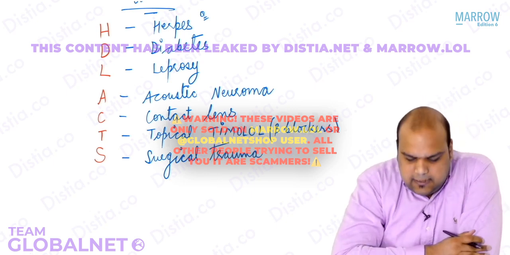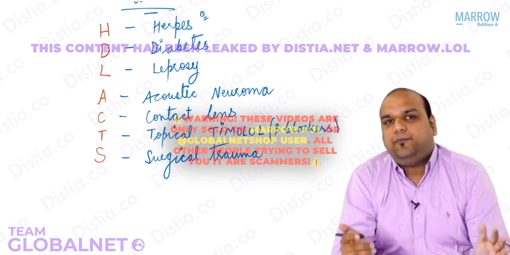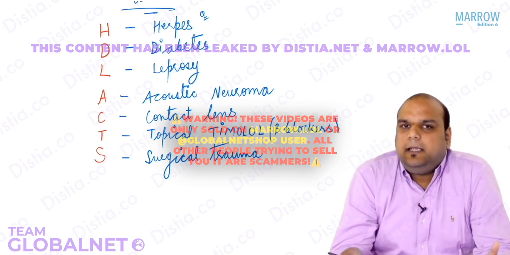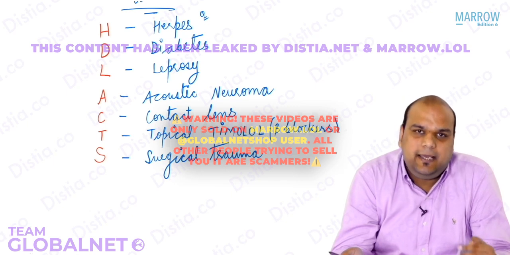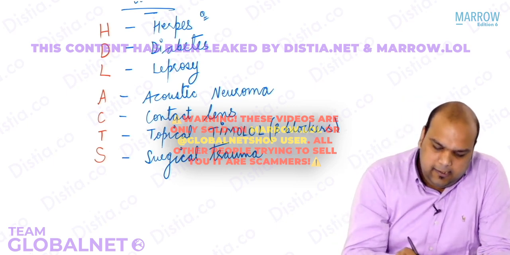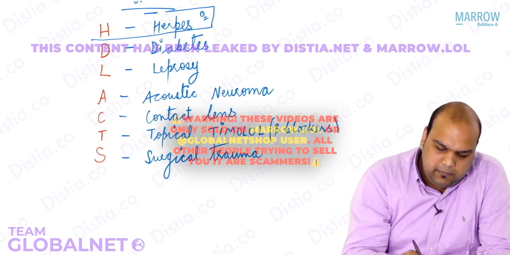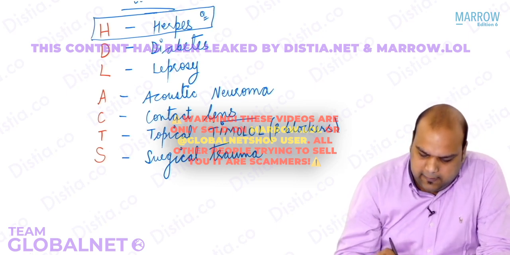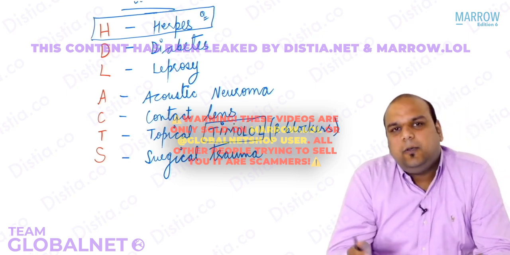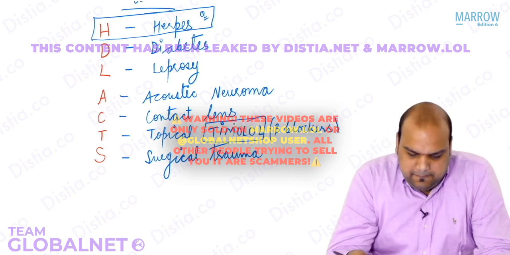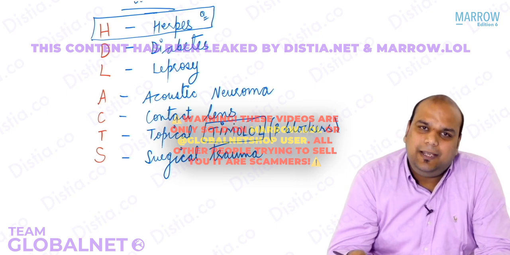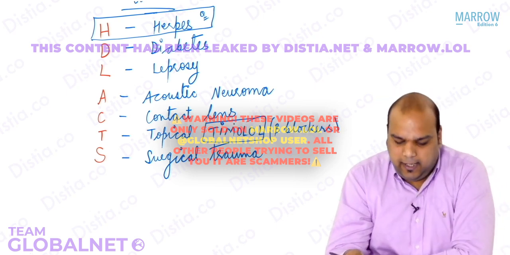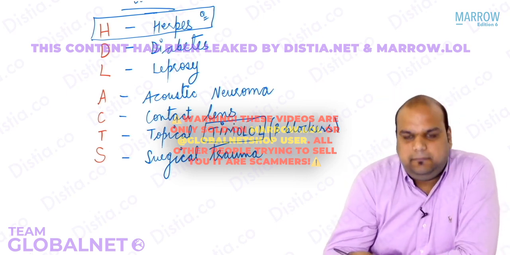Okay? So these are our 7 important causes of a case of corneal anesthesia. Please remember by the mnemonic that we have given, HDL acts. Again, I will re-emphasize, please do remember herpes, please do remember timolol. 2 of the commonly asked questions from this topic. Right, guys? So that's our corneal blink reflex to elicit corneal sensations and corneal anesthesia.